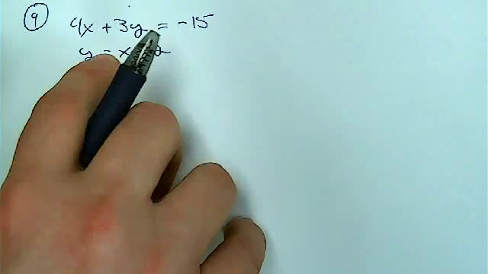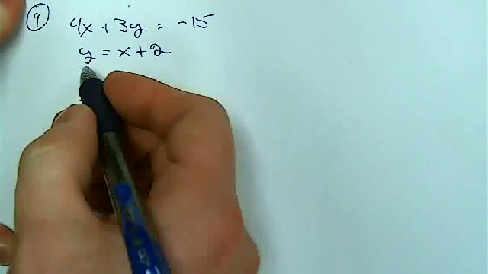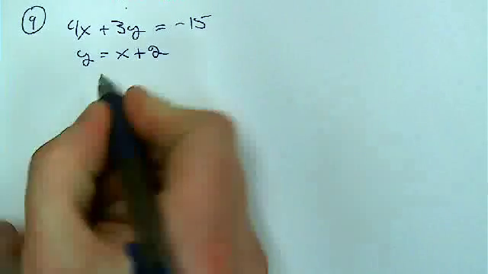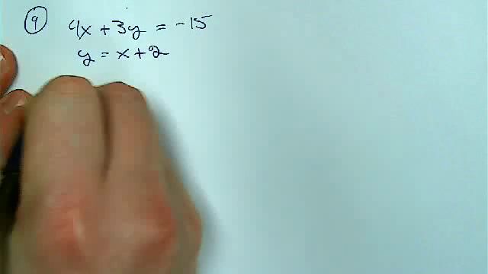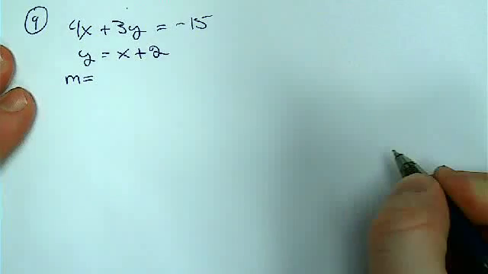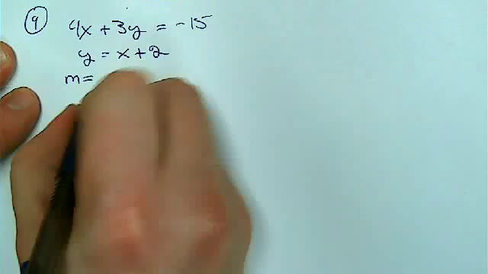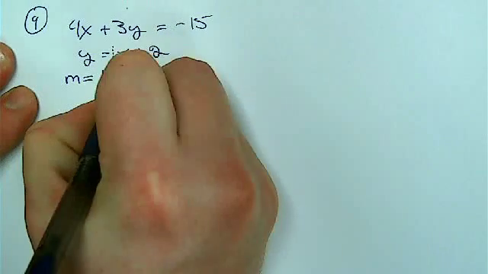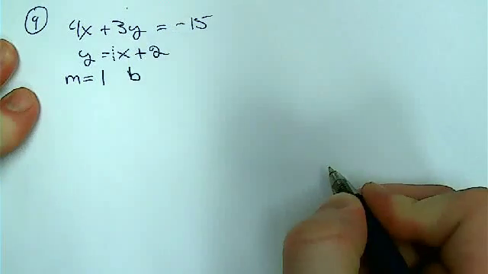Now the thing with this, when we talked about graphing, is it had to be in slope-intercept form to be graphable. This guy already is. So in this case, what's the slope? 1, because there's an understood 1 there. And the vertical intercept? 2.